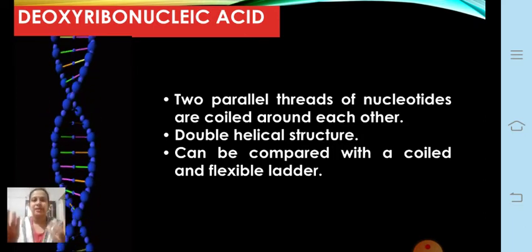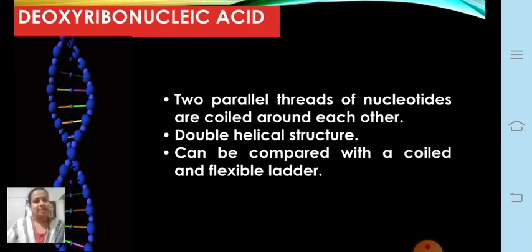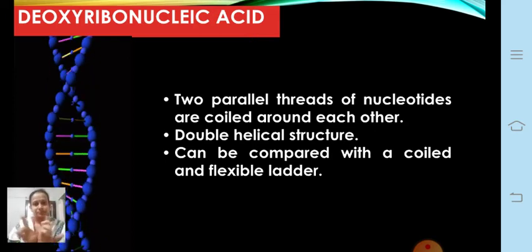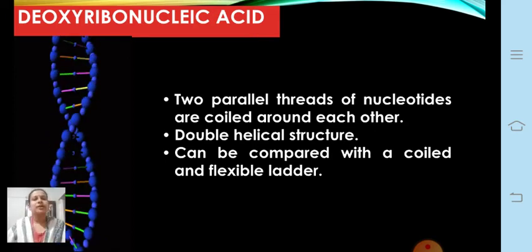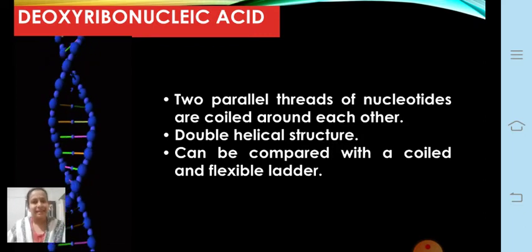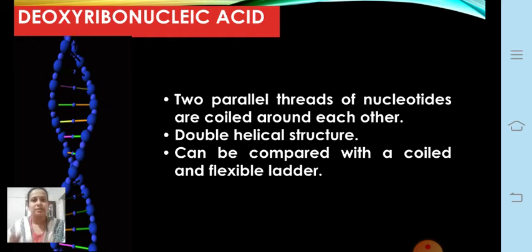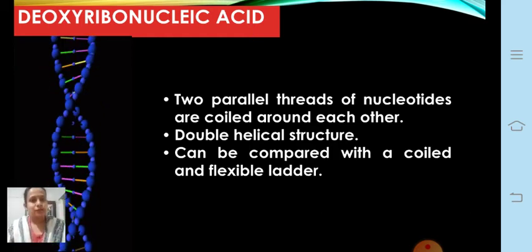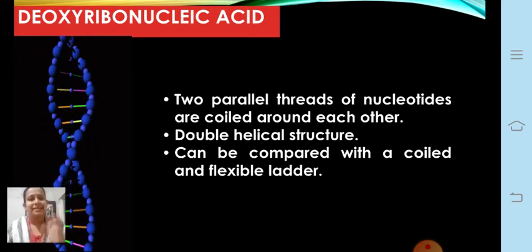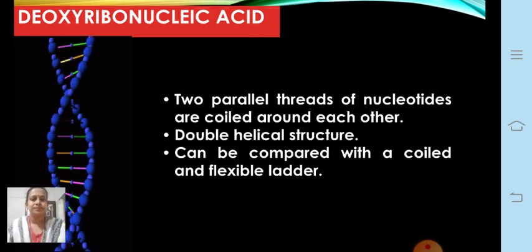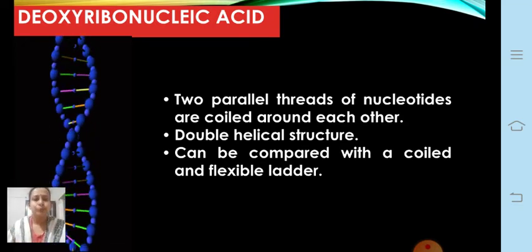If you just open it, it will look like a ladder, but since it is coiled and flexible, it can be compared with a ladder. So I hope you have understood the outer structure of the DNA. It is also called a double helical structure. Fine. Now let us see what these nucleotides are.